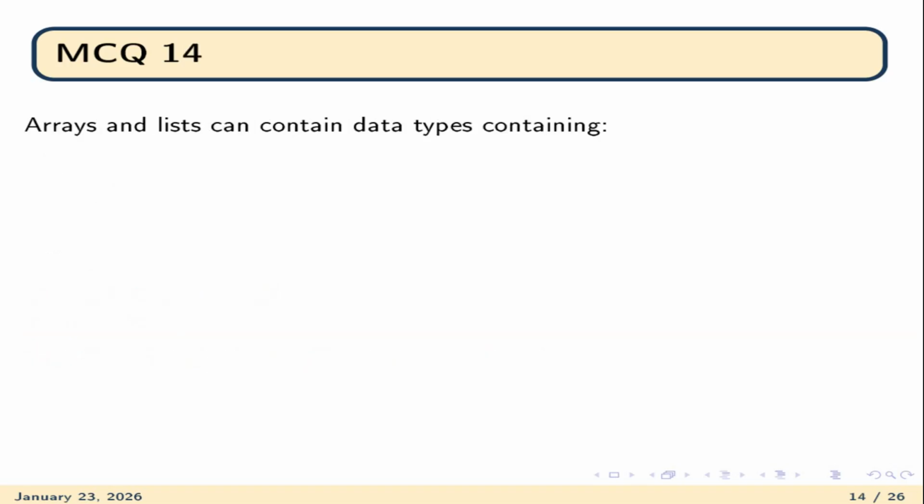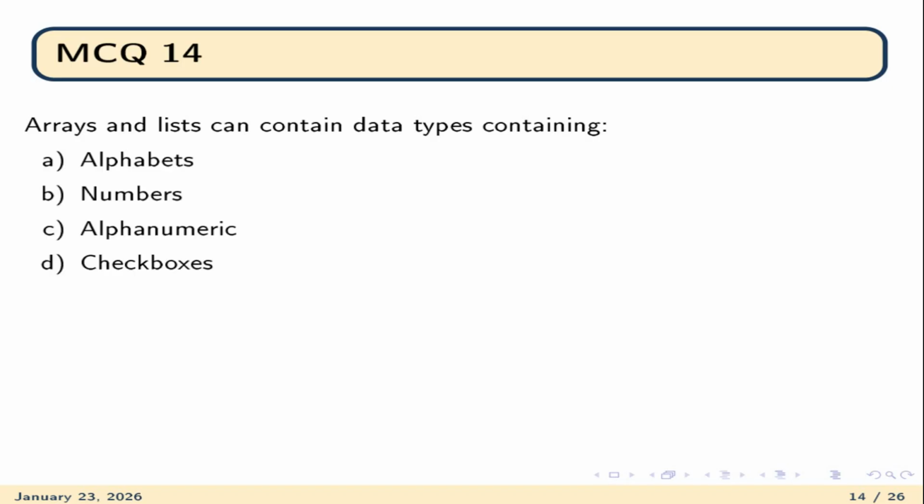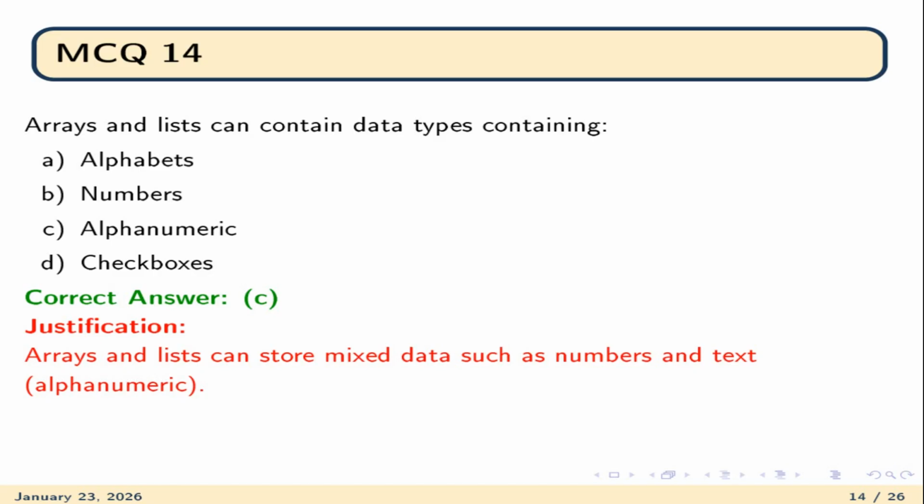Question number 14. Arrays and lists can contain data types containing: alphabets, numbers, alphanumeric, checkboxes. Correct option is C. Why is it the correct option? Arrays and lists can store mixed data such as numbers and text. तो हम लिख सकते हैं alphanumeric.